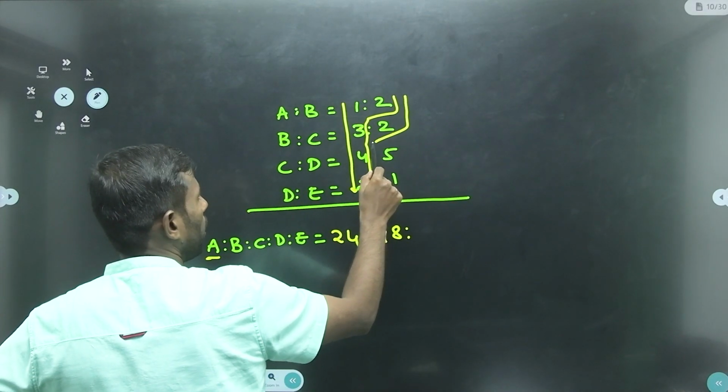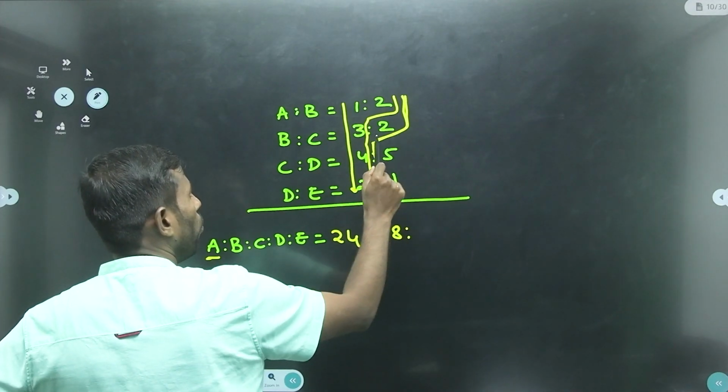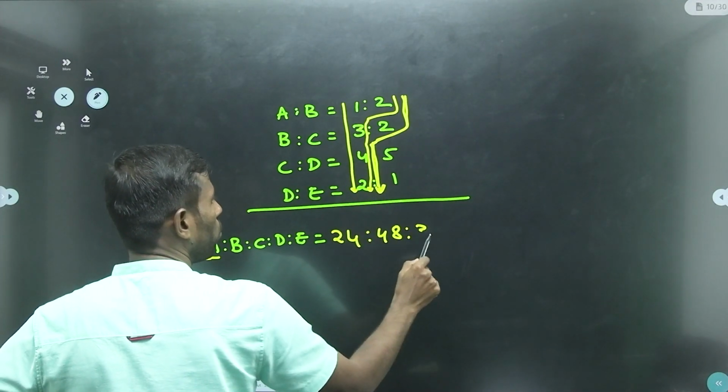Now coming to the C value. Start from here, wherever C is common, come down. 2 into 2 is 4, 4 fours are 16, 16 twos are 32.